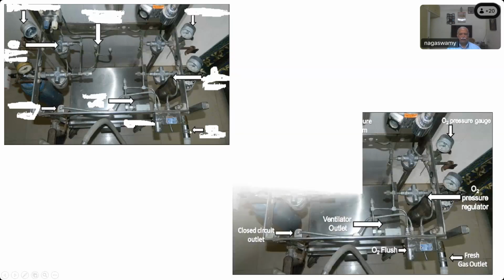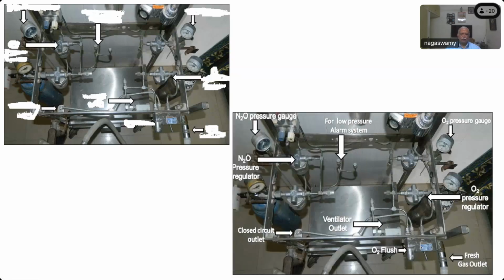So I'll just show you the answers also here. This is the oxygen pressure gauge. This is the nitrous oxide pressure gauge. This is the pressure regulator for nitrous oxide. This is the pressure regulator for oxygen. This is the low pressure alarm system. This is the connection for ventilator outlet. This is for closed circuit outlet. And this is for oxygen flush. And this is fresh gas outlet.